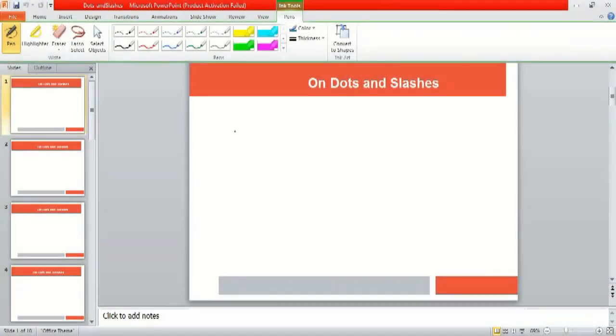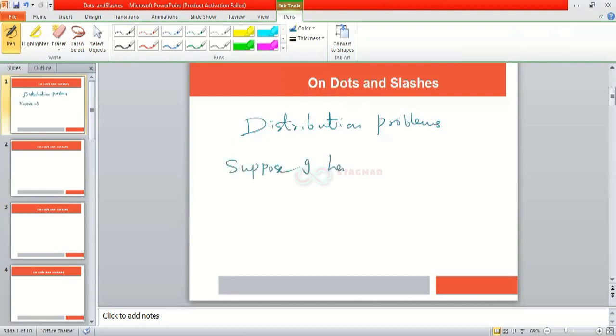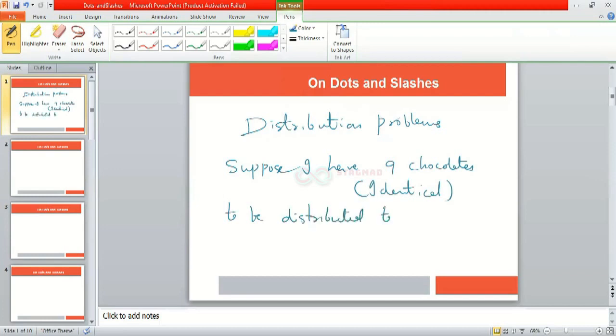I'm going to talk about some nice combinatorial aspect called the distribution problem. This nomenclature is not that popular, but let's motivate with this example. Suppose I have 9 chocolates, and let's keep it identical, indistinguishable, to be distributed to five distinct kids.